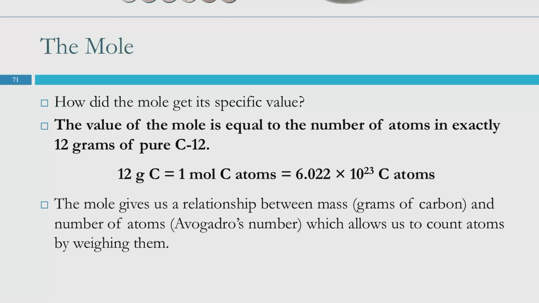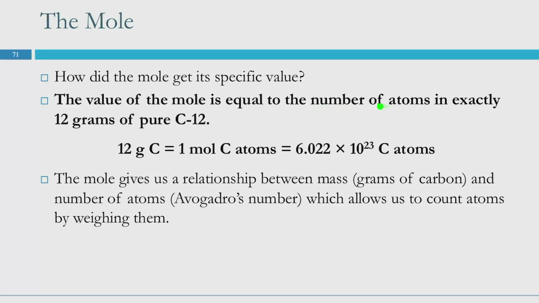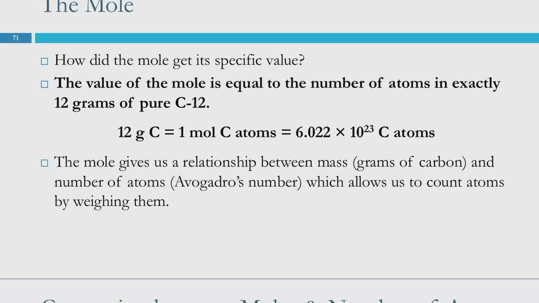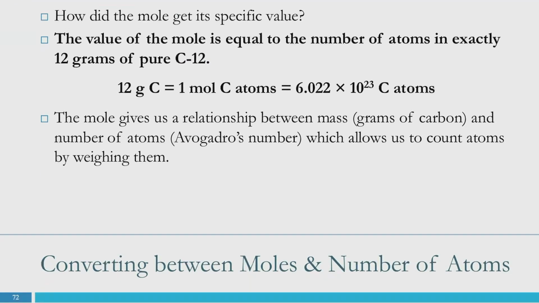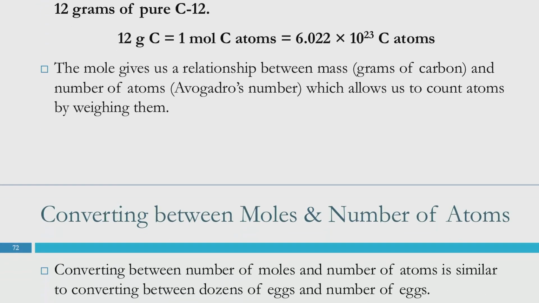The way that we got that specific value is it's the number of atoms in 12 grams of pure C12, just in case you were wondering where that came from. So this also gives us a relationship between mass. The mole gives us a relationship between mass and the number of atoms, and so then we can count atoms by weighing or massing them, putting them on a scale. We can convert between the two.